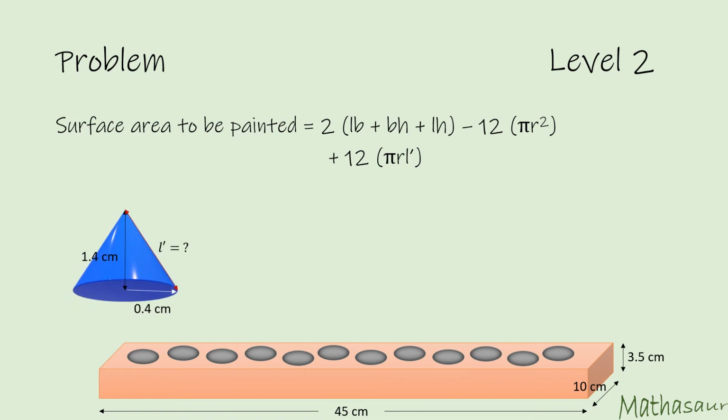Wait, but we are not given L dash. Let us find out L dash first. We shall use the Pythagoras theorem. Recall that a cone is made by rotating a right triangle along one of its shorter sides. So L dash would be equal to square root of 1.4 square plus 0.4 square. Let us calculate. We need to find out the square root of 2.12. You could either use a scientific calculator or you could use long division method.